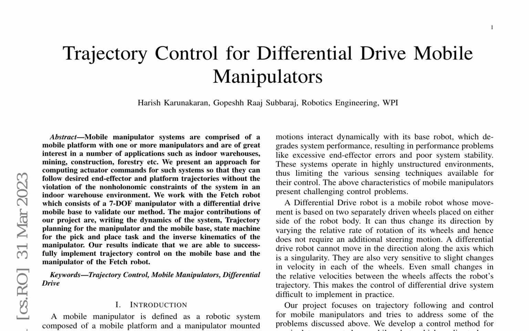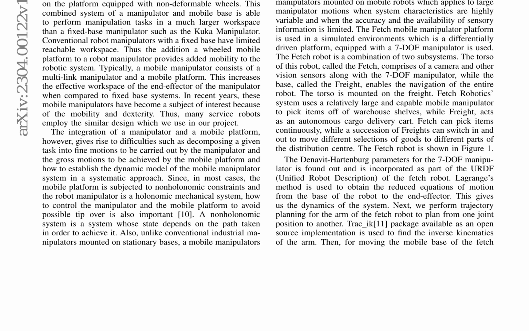The Fetch robot, a differential drive mobile manipulator, is used to validate the proposed method. This robot consists of a 7DOF manipulator mounted on a mobile base, enabling it to perform pick-and-place tasks in an indoor warehouse environment. The project's major contributions include deriving the system's dynamics using Lagrange's method, trajectory planning for the manipulator and mobile base using the TracIK package, implementing a state machine for the pick-and-place task, and solving the inverse kinematics of the manipulator. Differential drive systems are sensitive to slight changes in velocity and cannot move in the direction along the axis of singularity, making control challenging.